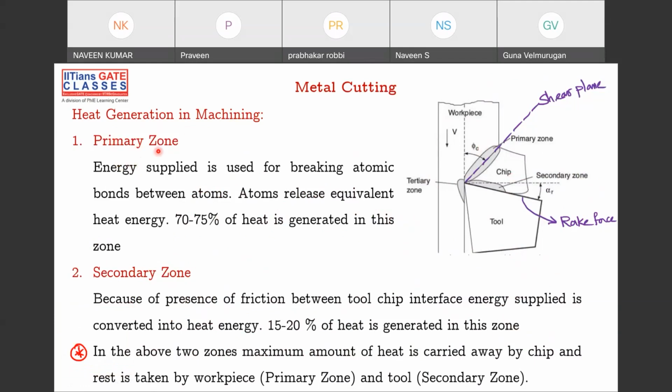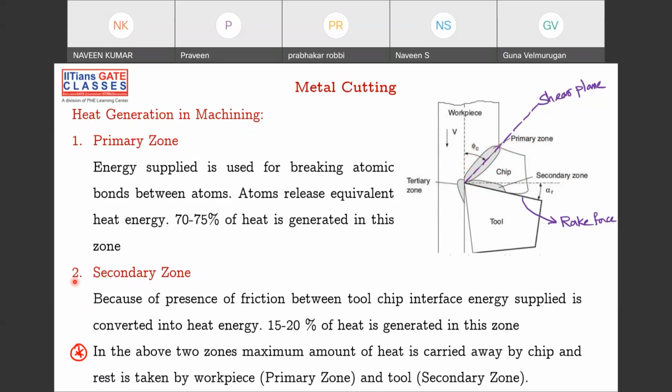First is the primary zone. The primary zone is occurring between chip and workpiece. The chip is trying to flow, sorry, chip and tool? No, chip and workpiece, sorry. This chip is trying to flow on the tool, and this is the place where the shearing action is happening. I told you already.